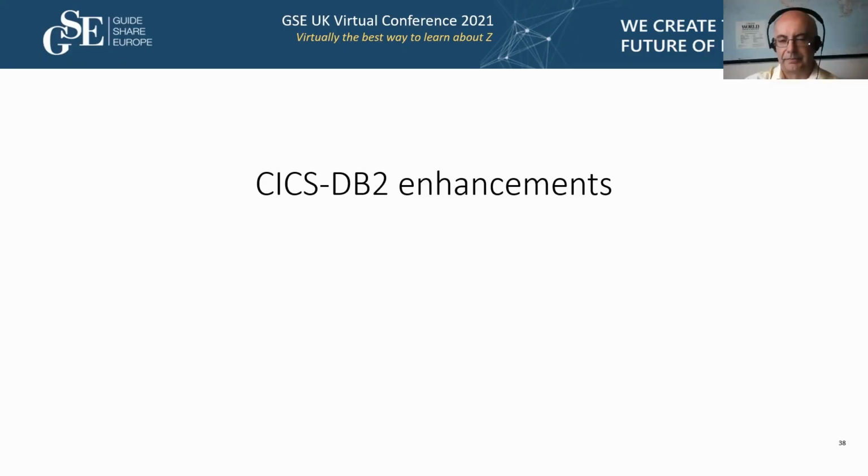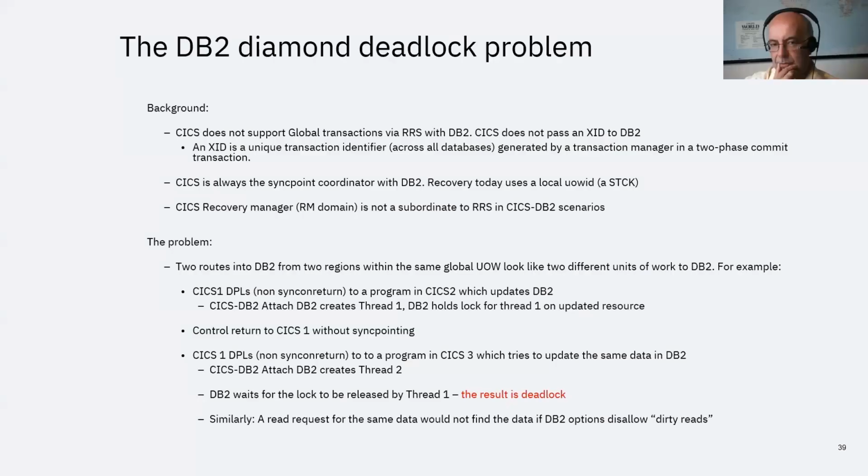Okay, so a couple of enhancements in the CICS DB2 arena. The first one is to solve what's called the diamond deadlock problem. And this one has been around for a good number of years. We sort of had a wish to fix this, but it's never quite made it up to the top of the priority list.